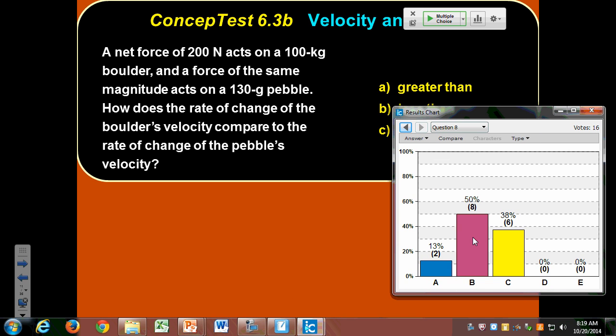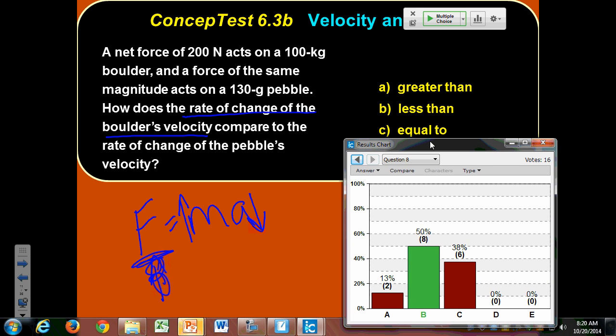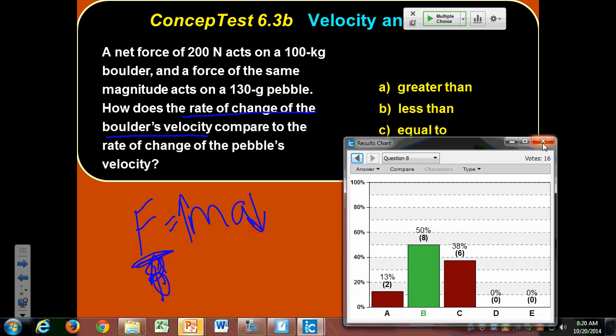Okay, here we're talking about the rate of change of the velocity. And that refers to the object's what? A rate of change of velocity. Acceleration, right. So we can say that F equals ma. They both have the same force, but the boulder has a much bigger mass, and so it has a smaller acceleration. So the boulder's acceleration is less than the pebble's acceleration.